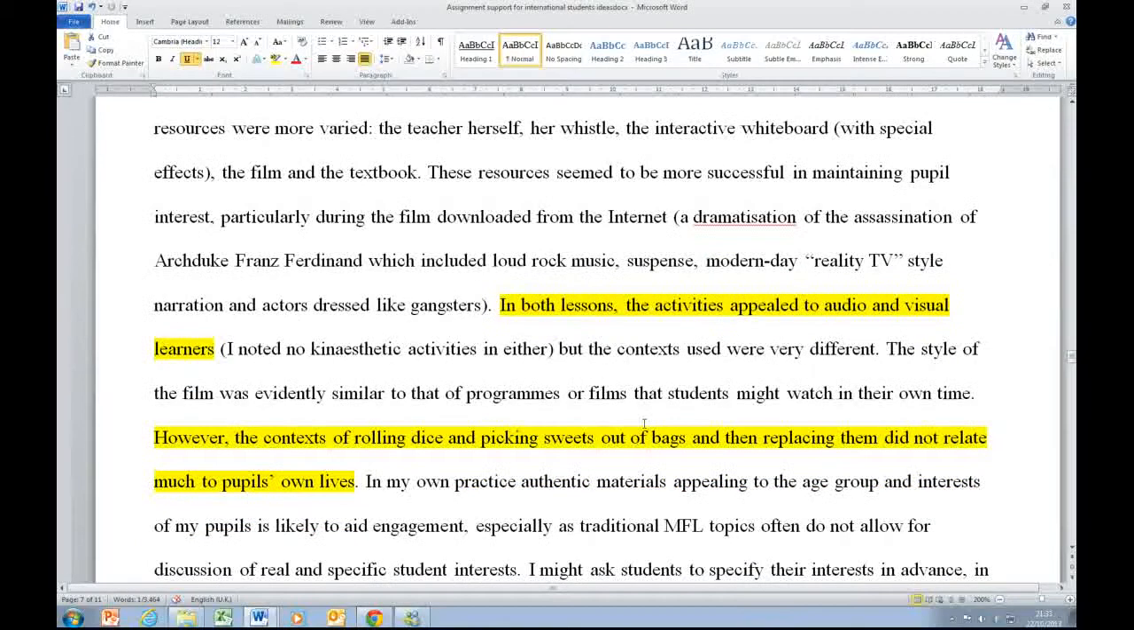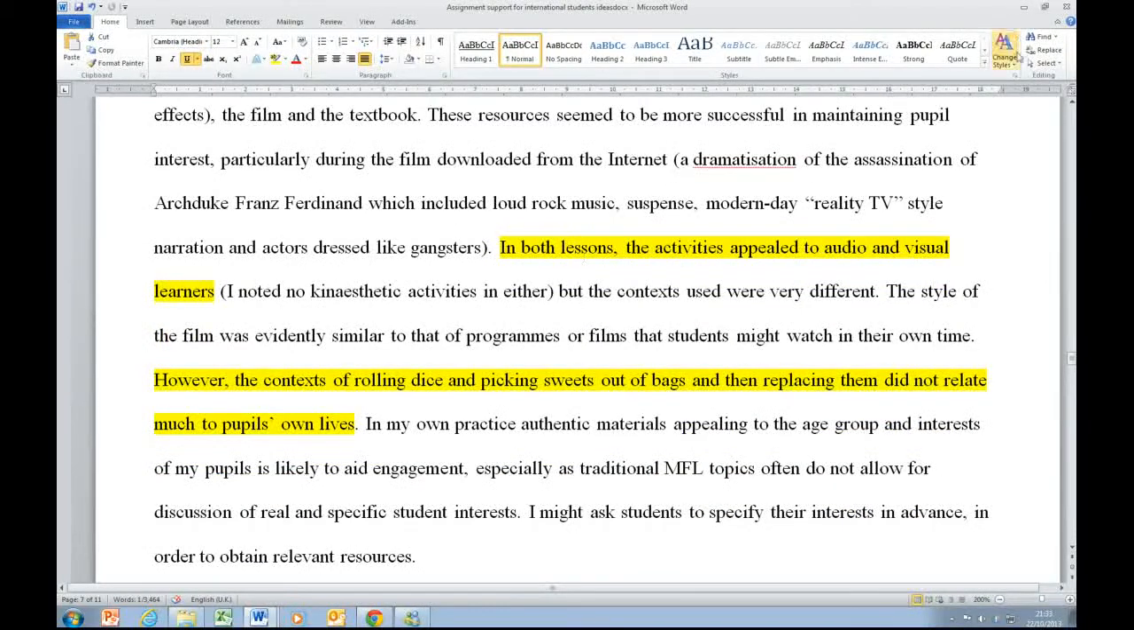However, I would say that I would have improved this observation by making reference to some literature. For example, in both lessons, the activities appeal to audio and visual learners, but just make mention of the theories on which those two terms spring from. And here in the second highlighted bit, however, the context of rolling dice and picking sweets out of bags and then replacing them did not relate too much to pupils' own lives.